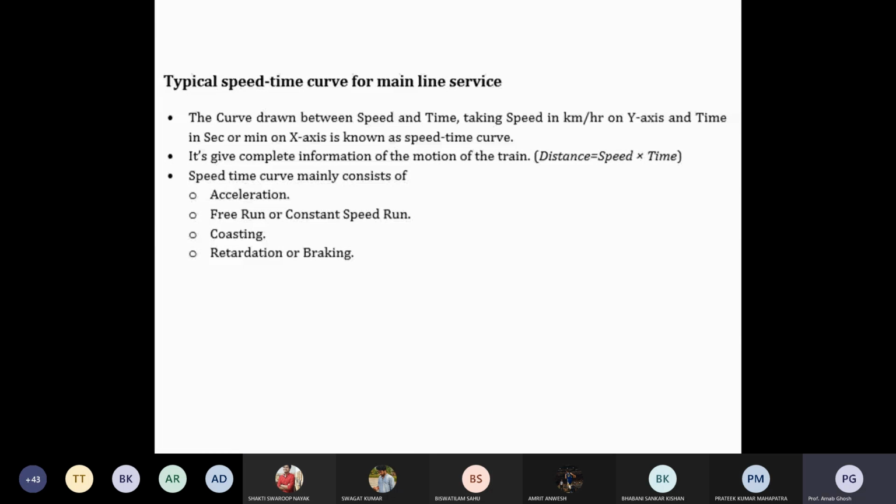But in the case of mainline transportation, you will get some time for acceleration, then free running, then coasting, and after that retardation. That is only possible for mainline transportation. In my last class I took some examples for mainline transportation. Sometimes the distance between two trains is 200 kilometers, so definitely all those things are possible.